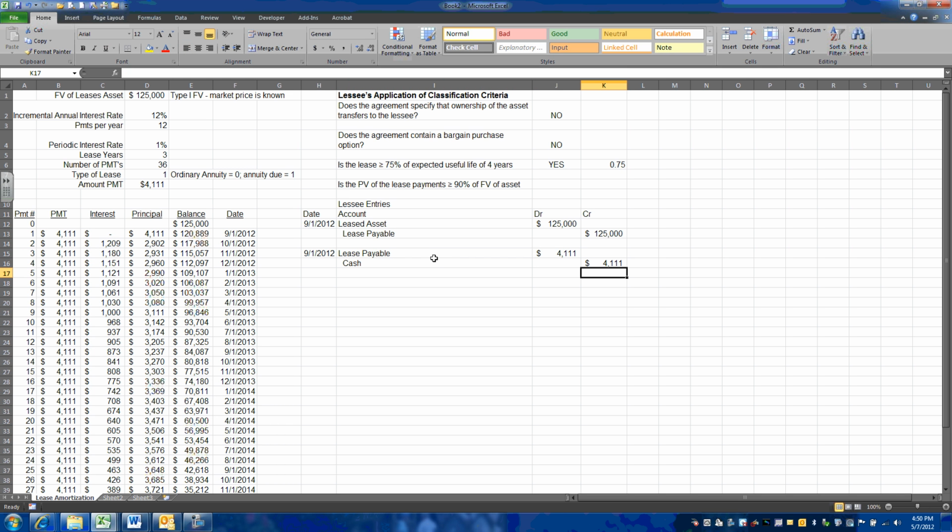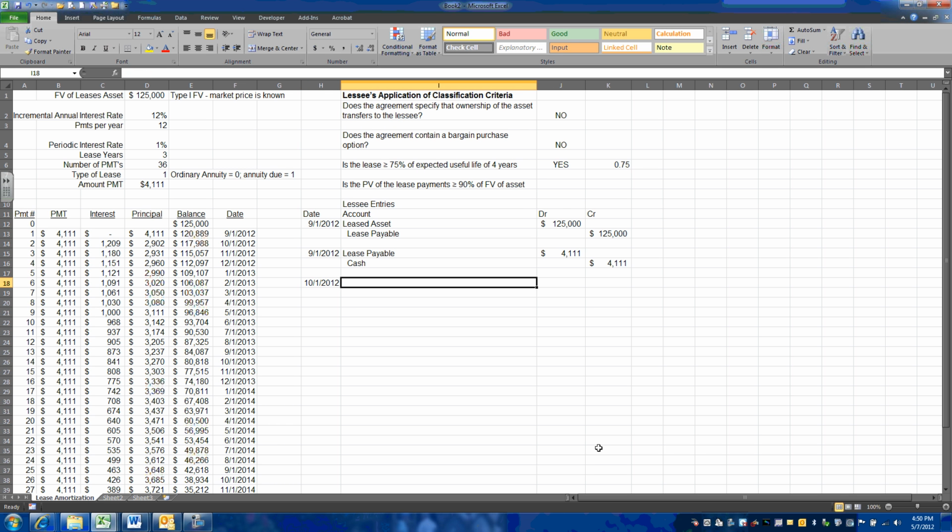During that payment on September 1st, there is no interest expense that is going to be recognized. That is going to change with the second lease payment. The second lease payment is due on October 1st, 2012.